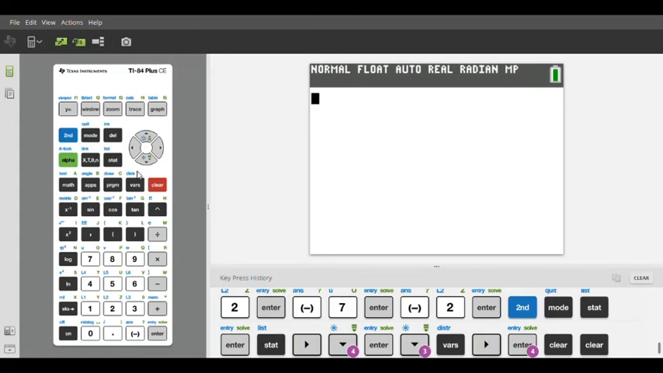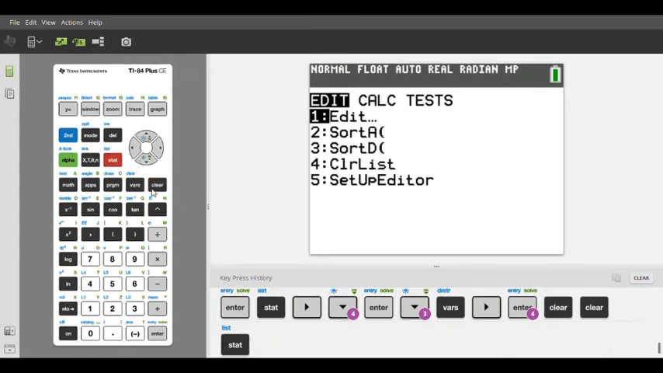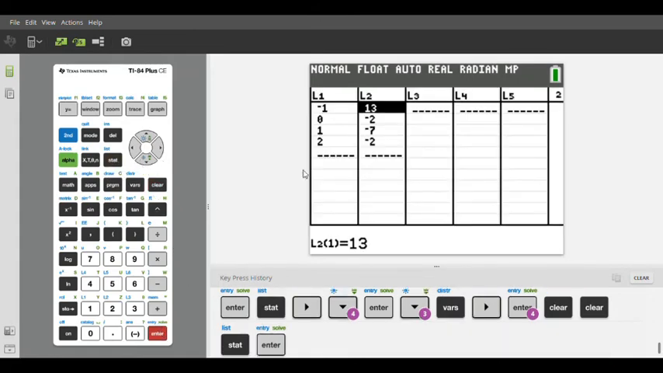Alright, so if you're at your TI, you hit the stat button here, and you hit edit. You can type your list in. L1 is your X, L2 is your Y.